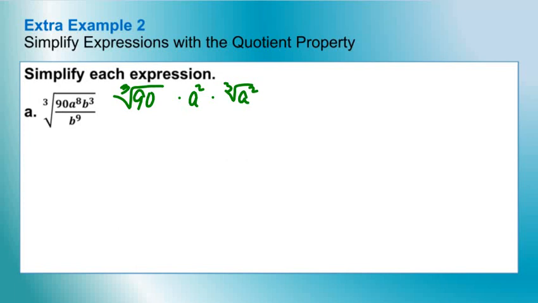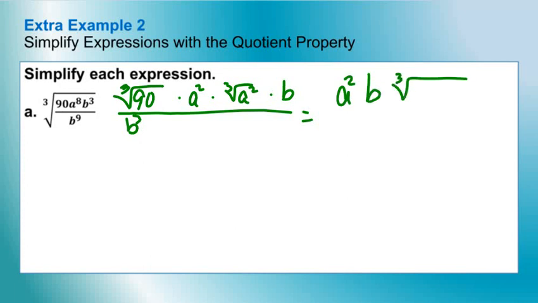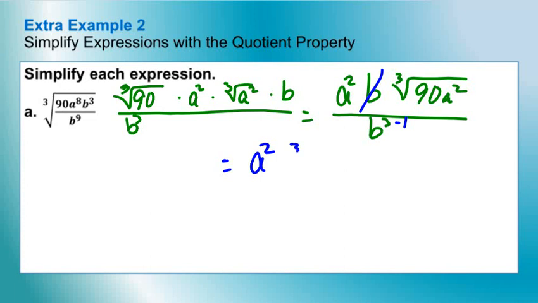And then I'm going to have b cubed divided by 3, so that would be times b. And in the denominator, b to the 9th, 9 divided by 3 is b cubed. So my answer on the outside, I would have a squared b times the cube root of 90a squared all over b cubed. Now I can simplify this further. I can take 1b away here, take 1 away there, and my final answer would be a squared, the cube root of 90a squared all over b squared.